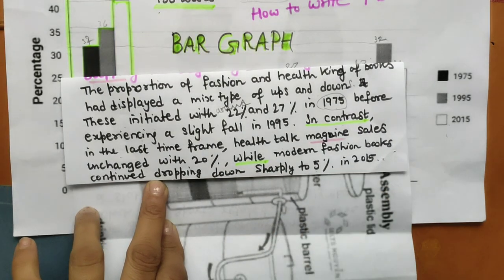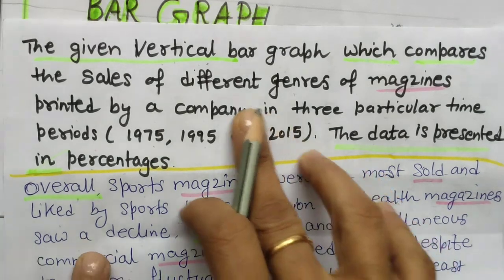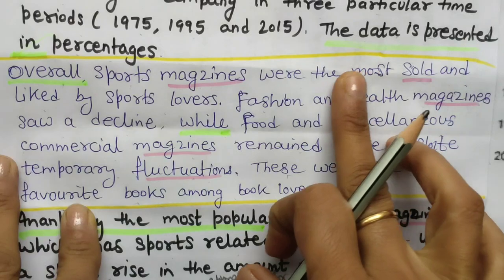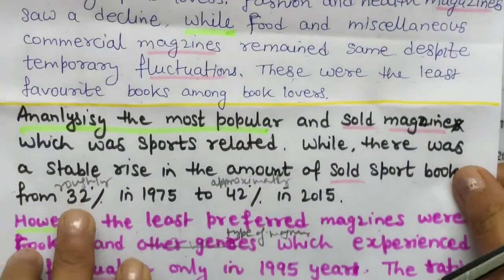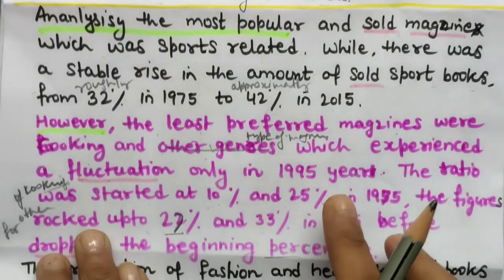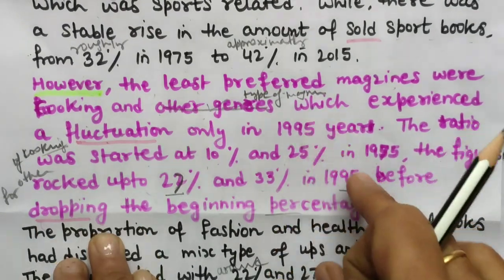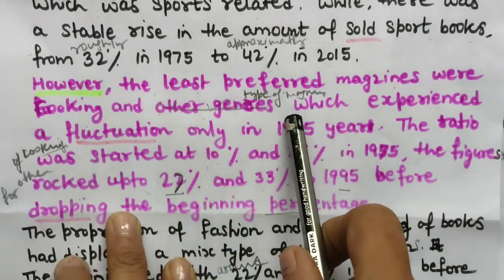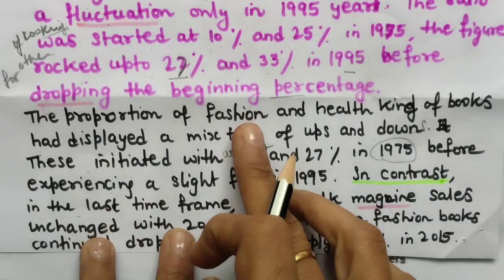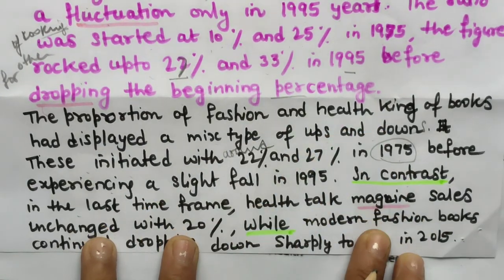I will show you my full answer. So this is the introduction. This is the overall paragraph. You can see this. This is the first category about sports in black. In the red, I have combined cooking and other types of magazines. And the last two, fashion and health categories, I have explained like that.